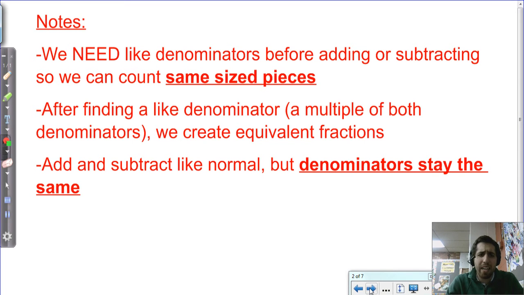The last part is that we add and subtract like normal, but the denominators stay the same. Even after we add or subtract our numerators, our denominator always stays the same. The reason is that the denominator is just telling us the size of the pieces. We're not getting the denominator, we're not taking away the denominator. It's not something that we have, it describes the pieces. It tells us what size they are.